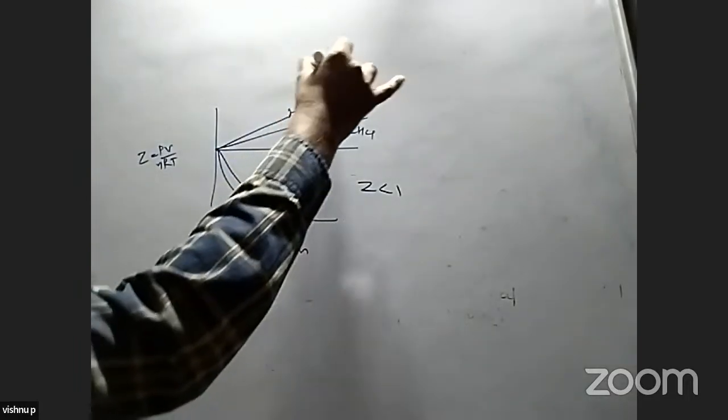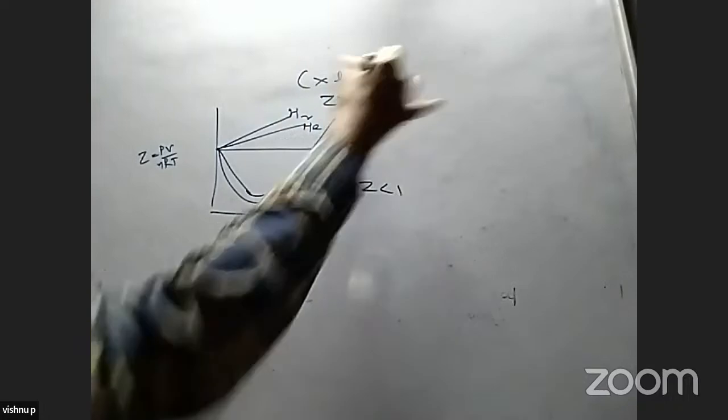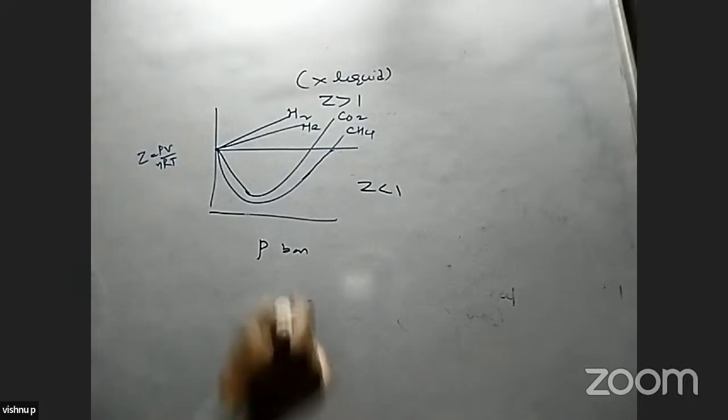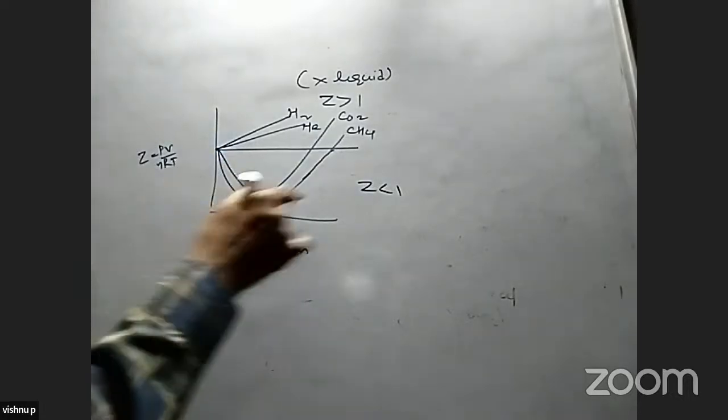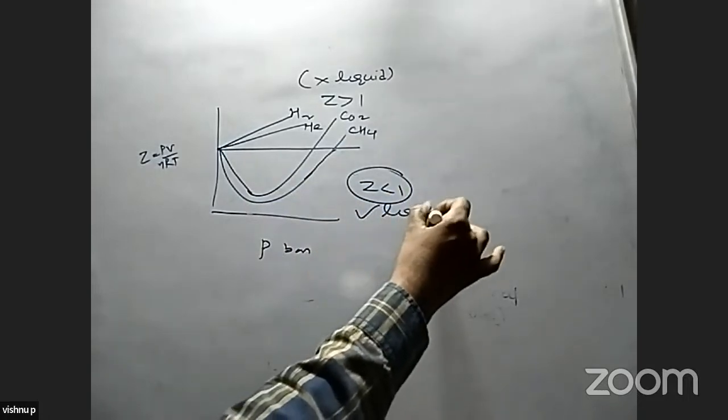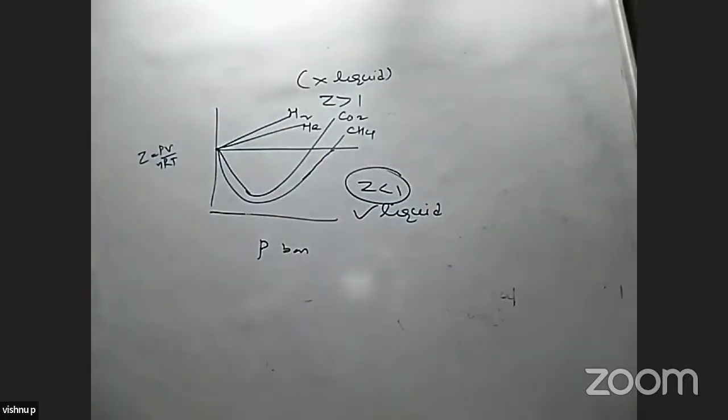And these gases cannot be converted into liquid state, because attractive forces are not present between these gases, hydrogen and helium. The gases which show negative deviation, that is Z less than 1, can be converted into liquid state. This is called the compressibility factor of gases. So the Van der Waals equation is corrected here.